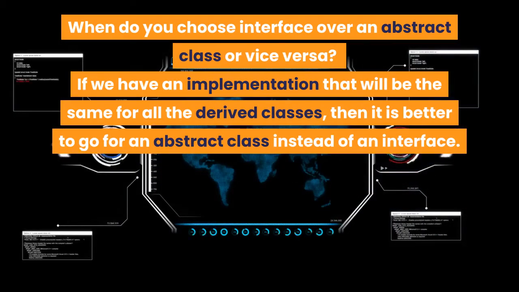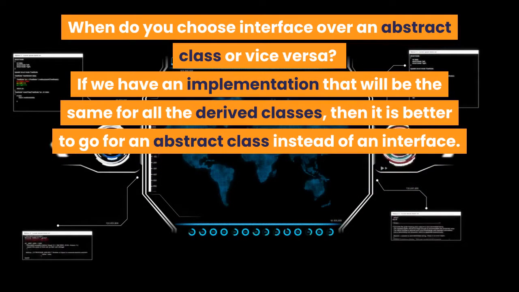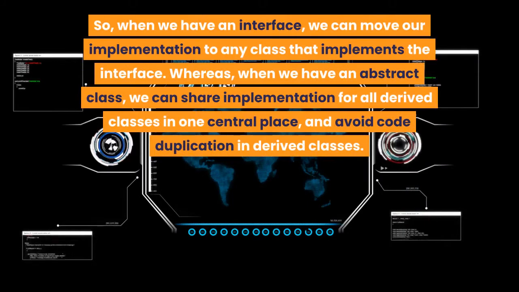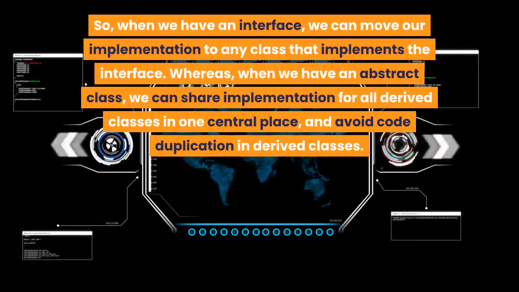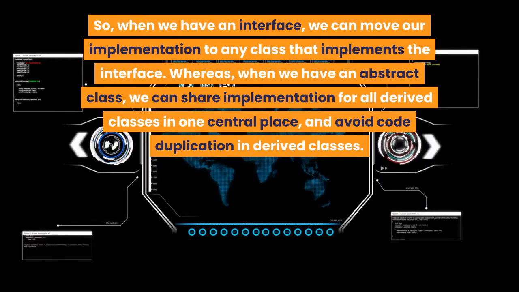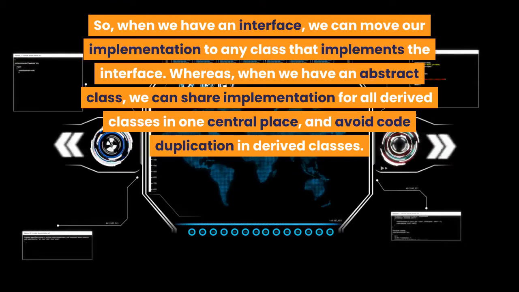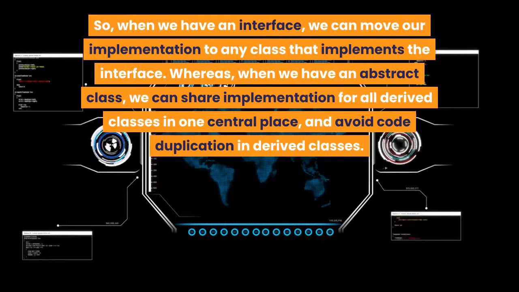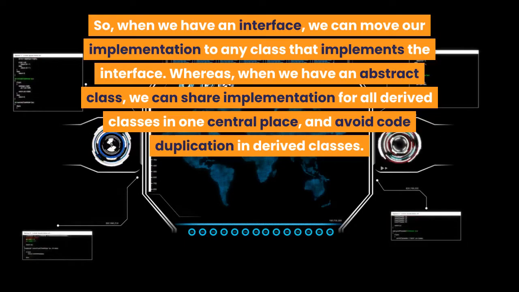If we have an implementation that will be the same for all the derived classes, then it is better to go for an abstract class instead of an interface. So, when we have an interface, we can move our implementation to any class that implements the interface. Whereas, when we have an abstract class, we can share implementation for all derived classes in one central place, and avoid code duplication in derived classes.